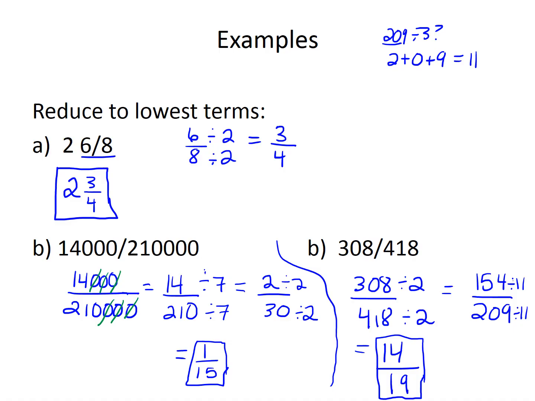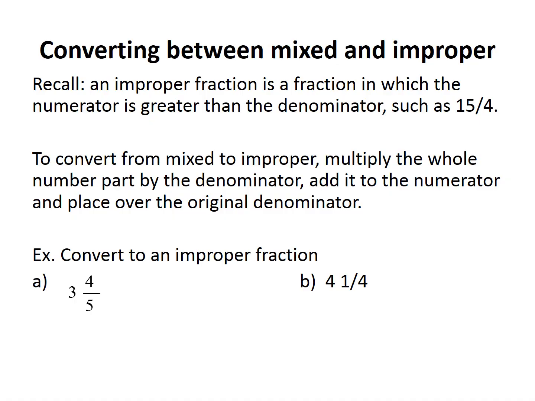So you are going to have to be very comfortable reducing fractions when we get to the probability section. The other thing in this section is converting between mixed and improper fractions. Remember, an improper fraction is a fraction in which the numerator is greater than the denominator, such as 15/4. And it's totally fine to leave your answer as an improper fraction as long as it's reduced. If you get an answer like 7/3, that's a perfectly fine answer.